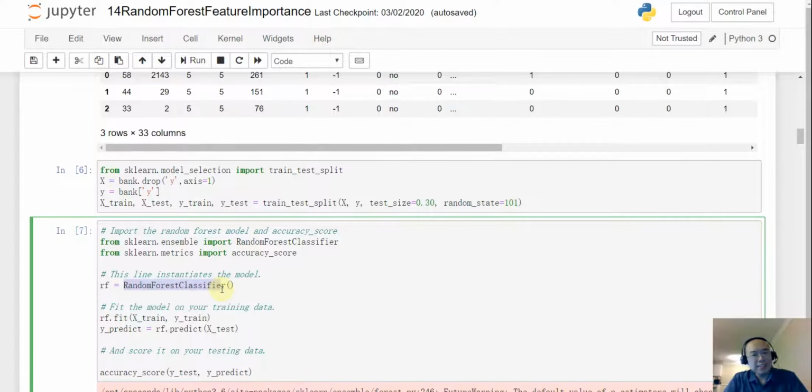Is that necessary or not? Think about that. The answer is no. It's not necessary at all in this case because we are doing the random forest, and this means we are creating a lot of decision trees.